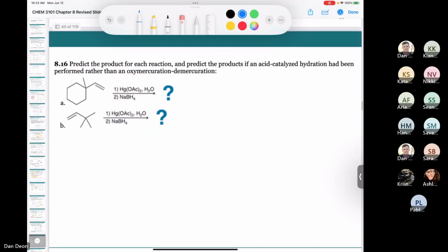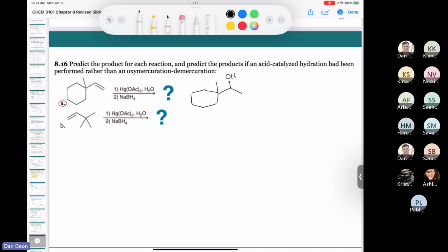So there you go. So for question 8.16, I'm going to try to make it as simple as possible. Let's just do A for now. It says predict the product for this reaction and predict the products if you did an acid catalyzed reaction. So look, if we did oxymercuration, demercuration, all we get is Markovnikov addition. So all you would get is this, the rich get richer. You form a chiral center here. And so that's it. This is the only product that you get.